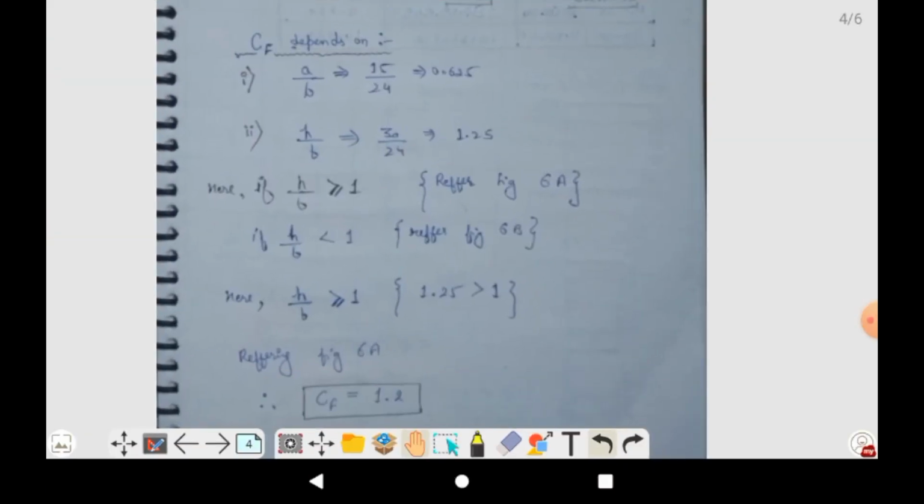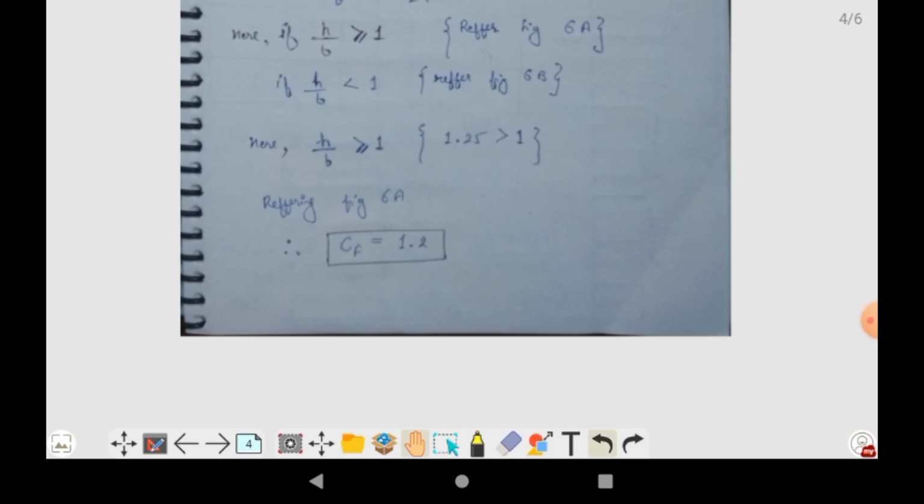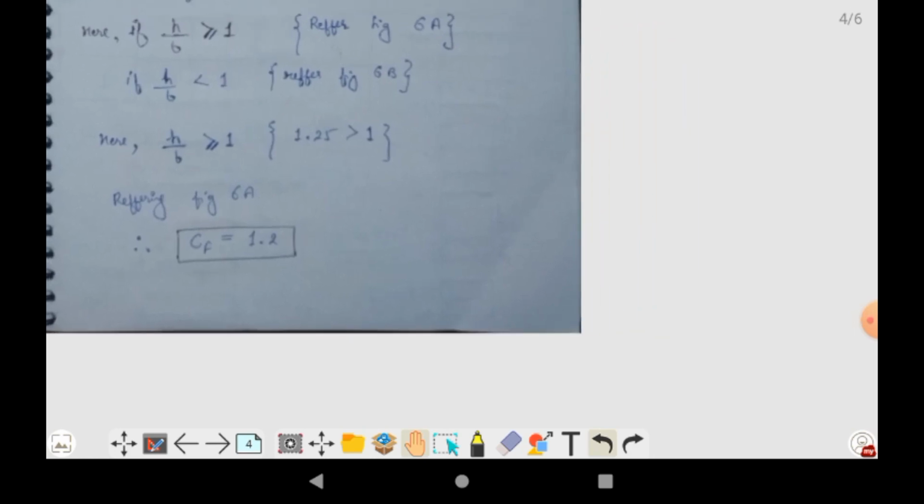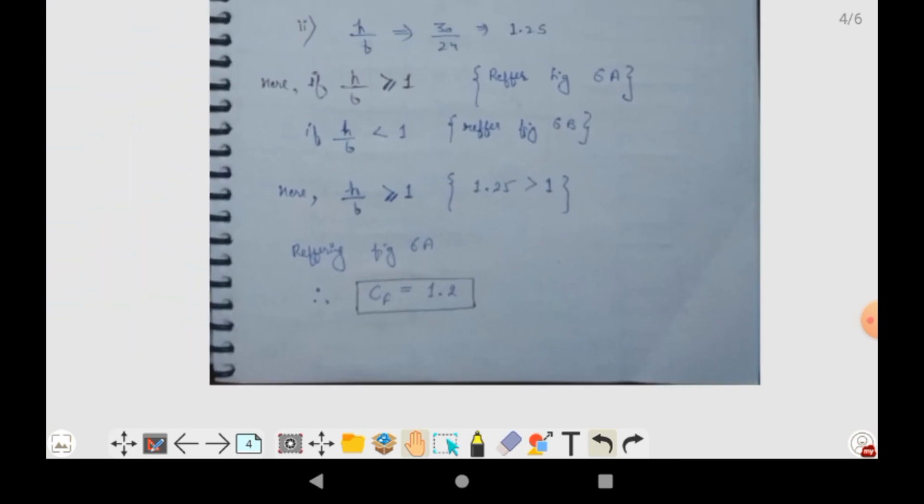Moving toward a question again. From that graph, from figure 6a, we would be able to find the value of CF, that is 1.2. Okay, so now just move toward our next step.